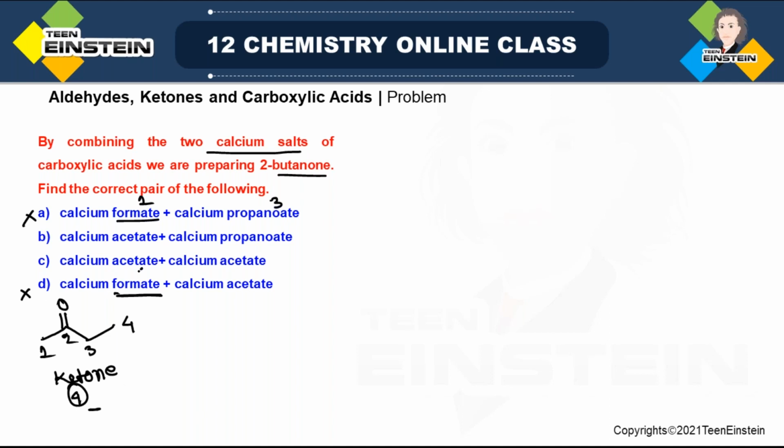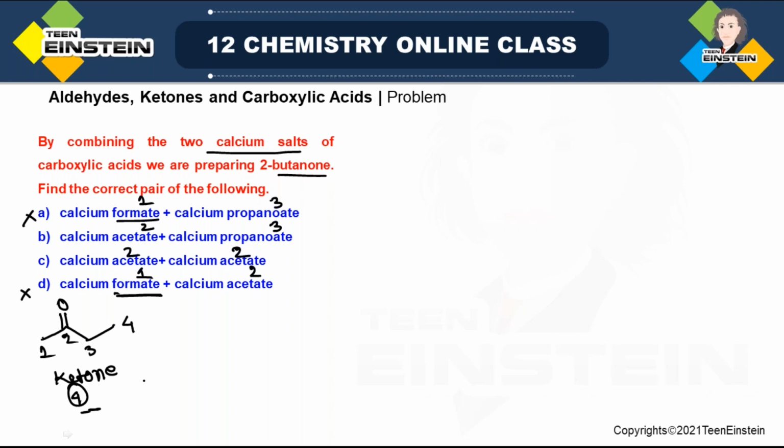Then D also it is 1. Acetate means 2. So now total carbon is 3. But in the final you have 4. So this is not possible. Now option B, if you see, calcium acetate 2 carbon. This is calcium propanoate 3 carbon. So 2 plus 3 is 5, and here it is 4. So this may be correct, right? And if you see option C, calcium acetate 2 carbon, this is also 2. 2 plus 2, this is 4. So from 4 you cannot get 4.